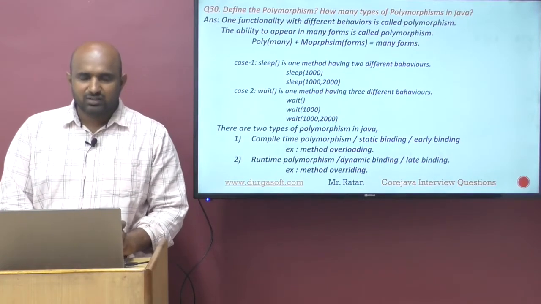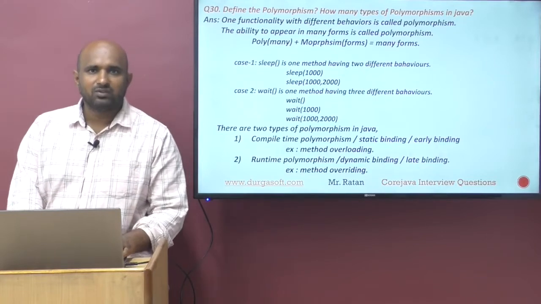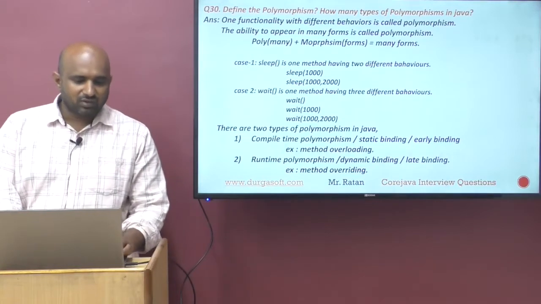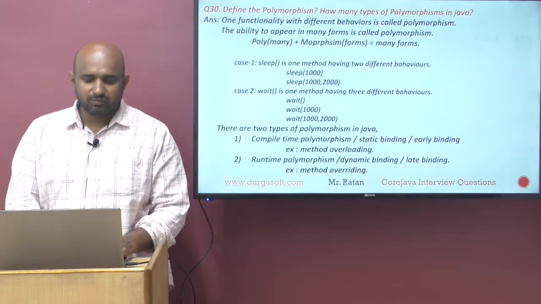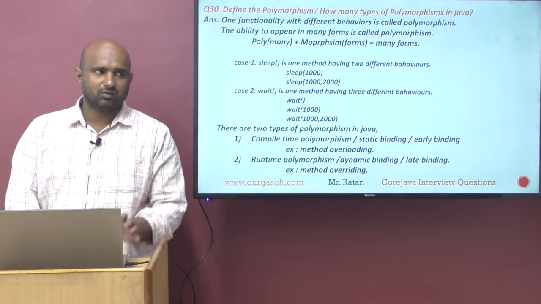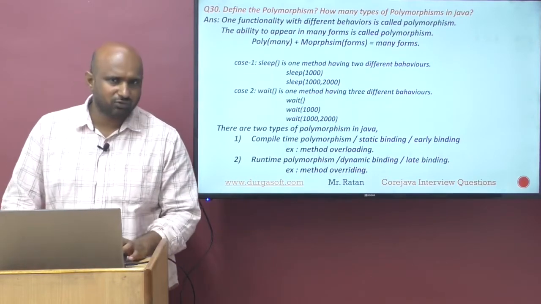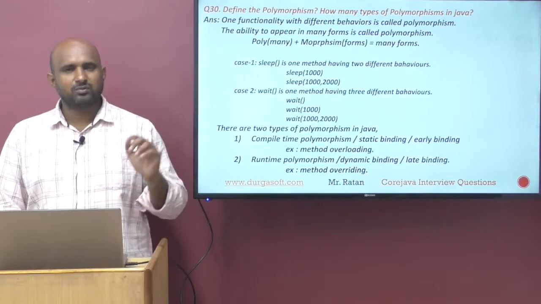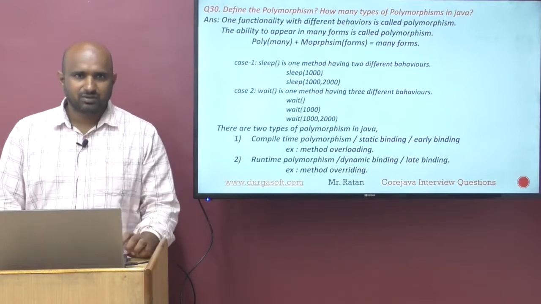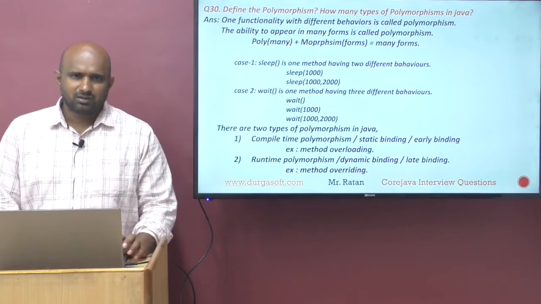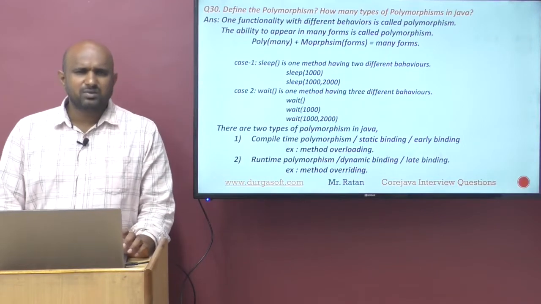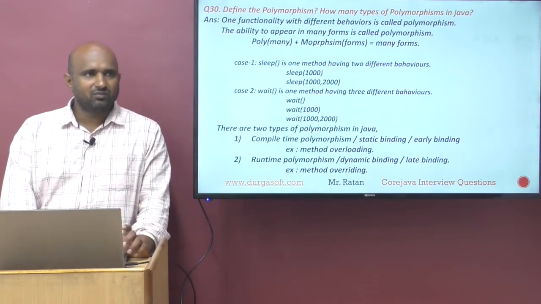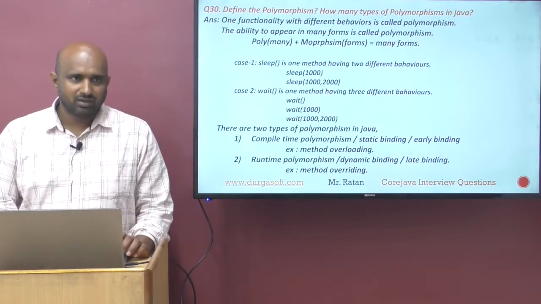What is polymorphism? One functionality with different behaviors is called polymorphism. One functionality has multiple behaviors. The best example is you guys: one student in the class has one behavior, outside another behavior, at home another behavior, and in a shopping mall he is a customer. One person has multiple behaviors.